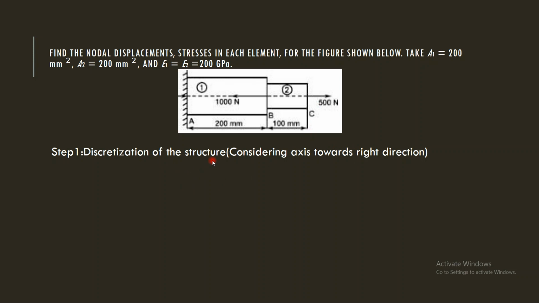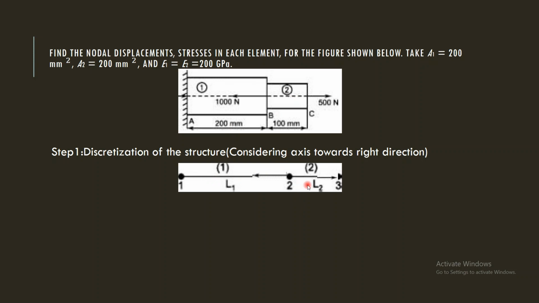Okay, after that discretization of the structure. The simple discretization for this one can be done by taking bar 1 as a single element, bar 2 as one more element. So two elements are created, first element and second element, which is connected by three nodes. So node 1, node 2, node 3, where node 2 is shared by both element 1 and element 2.